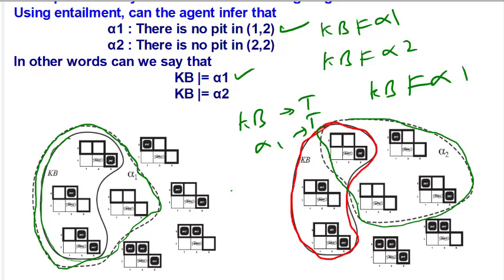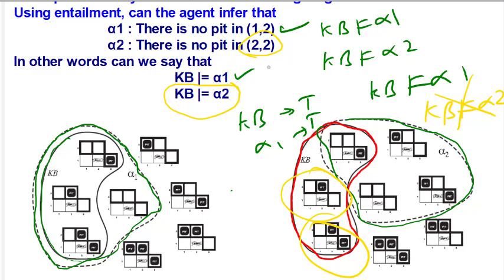So here what we observe is that there are two models, this one and this one, for which the knowledge base is true, but alpha 2 is not true. Okay, so here what we observe is the knowledge base does not entail alpha 2. So we cannot conclude whether there is a pit in 2 2. According to the knowledge base, the agent cannot conclude whether there is a pit in 2 2.